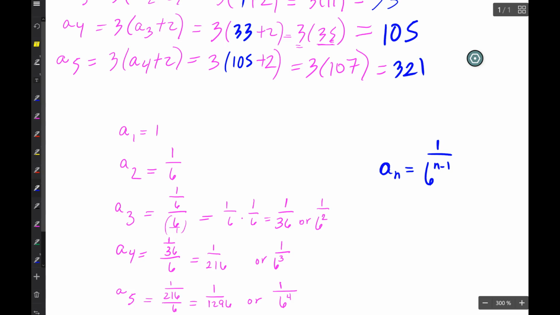See how that works with the number 1. If I look at 1 over 6, the value of n is 1. What's 6 to the 0 power? 1. So it becomes 1 over 1. This one is 1 over 6 to the first power. This one is 1 over 6 to the second power. This one's 1 over 6 to the third power. And this one's 1 over 6 to the fourth power.